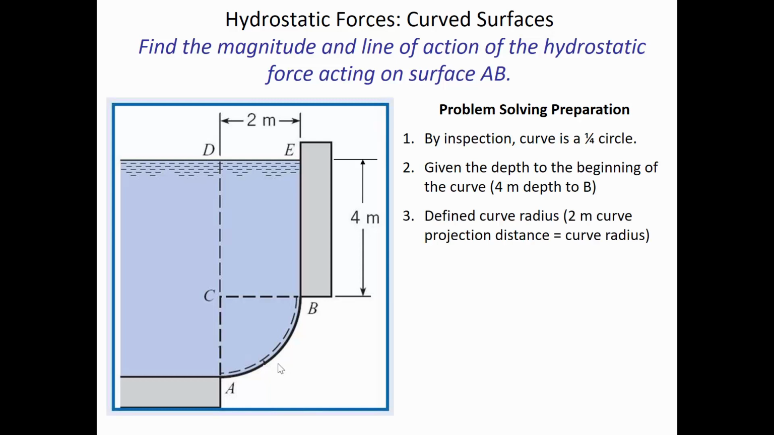Now, in this case, we can see from this horizontal width of 2 meters that also is what defines the radius of curvature, and also how deep it is from A to C. Because if CB is 2 meters, then that same distance applies to CA.